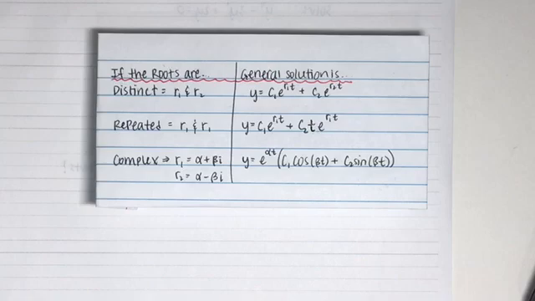If the values of r are complex, meaning you had to use the quadratic formula, and you got r1 = alpha + beta i, and r2 = alpha - beta i, then your general solution is y = e^(alpha t) (c1 cos(beta t) + c2 sin(beta t)). The alphas and betas in our general solution are the same alphas and betas that we have in our values of r.